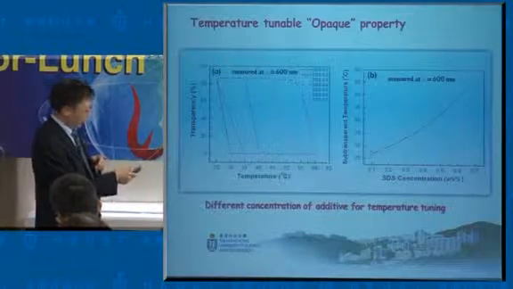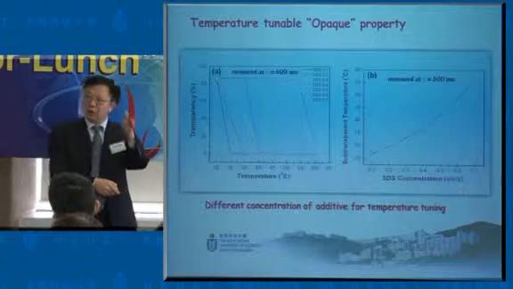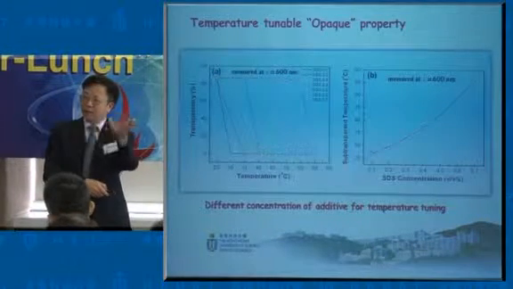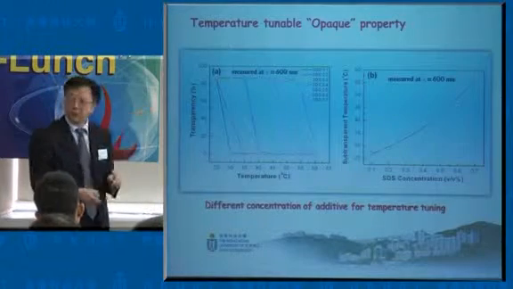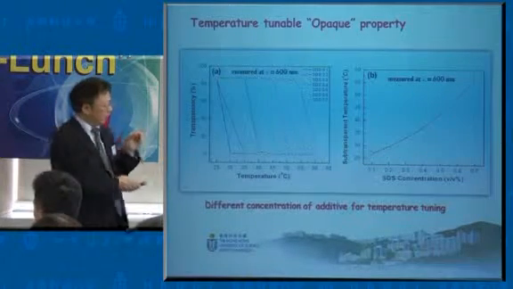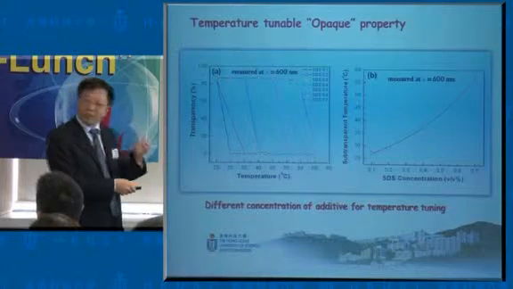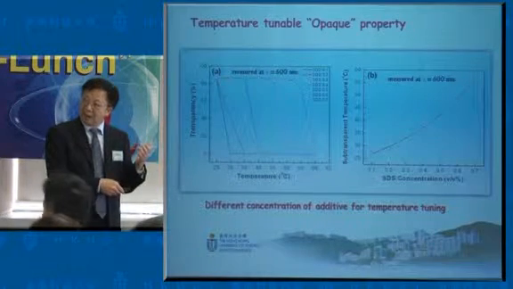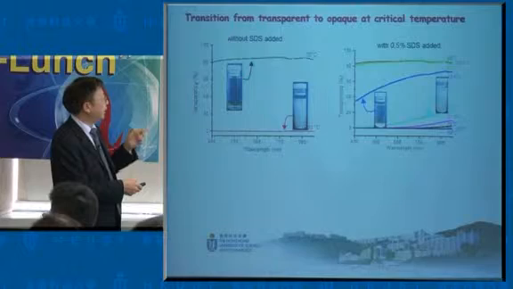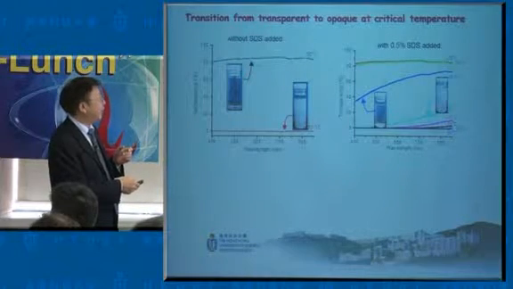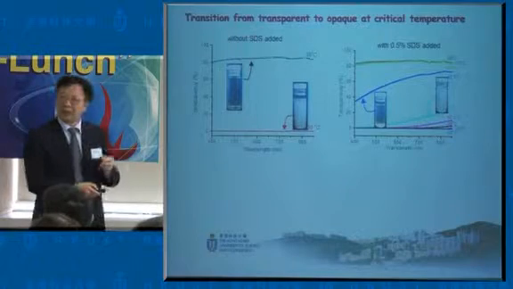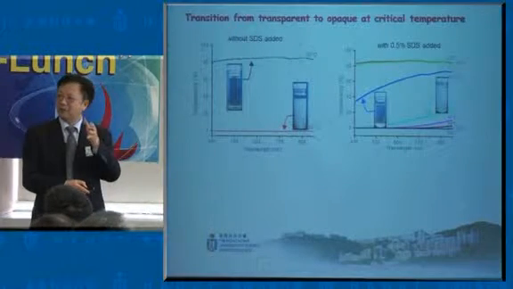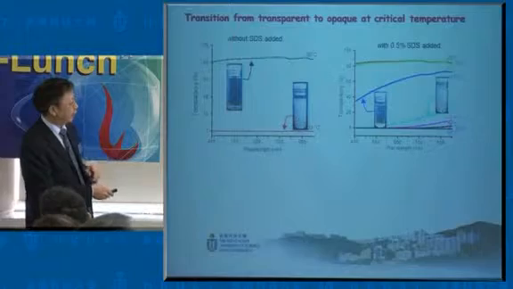And here's a transition. That means you can tune the temperature. For different applications, you can tune the temperature. You just change the additives of the polymers inside. So here's a show. At low temperature it is transparent, like water, and at high temperature it becomes opaque. So you can see it's a different change.